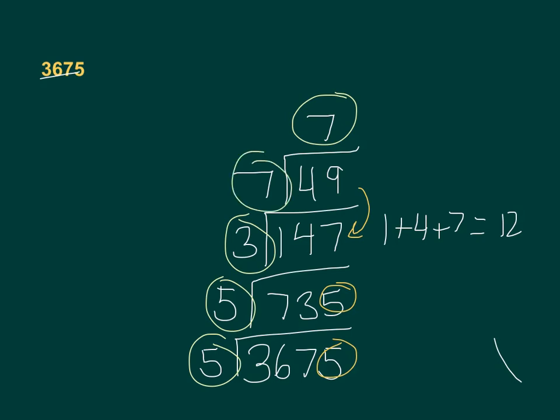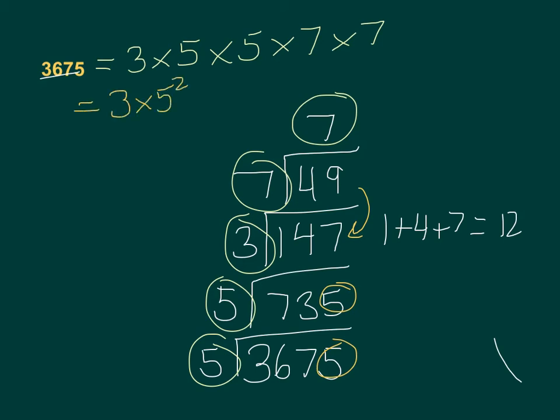So what that tells me is that 3,675 equals 3 multiplied by 5, multiplied by 5, multiplied by 7, multiplied by 7. And to write it in a more correct way, it equals 3 multiplied by 5 squared, because I've got two 5s, multiplied by 7 squared, because I've got two 7s.